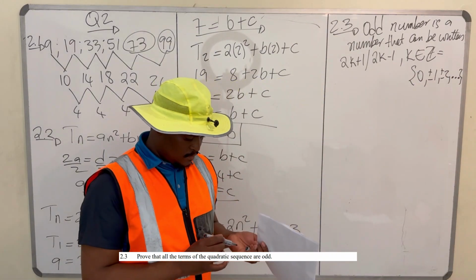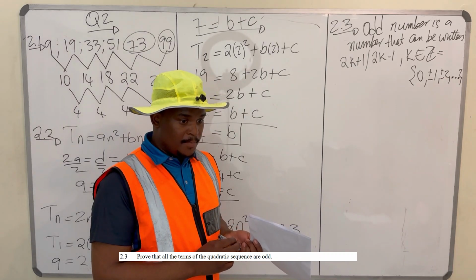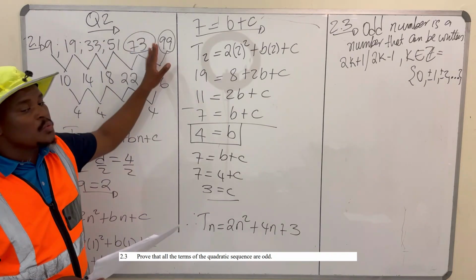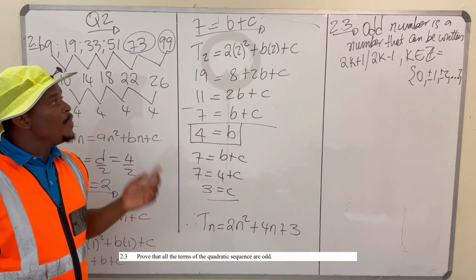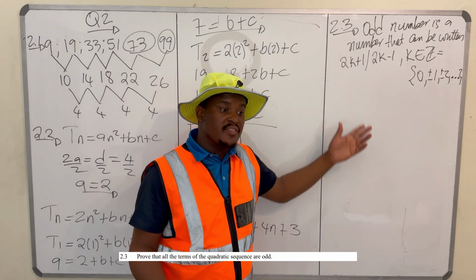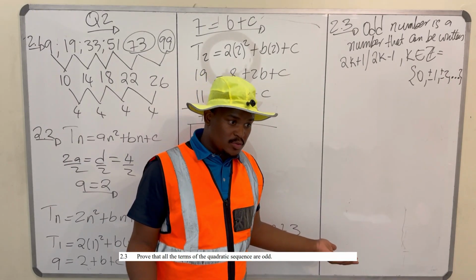Those are your integers. Are we clear? So now, if they are saying the terms of the sequence are odd, we must show that they can be written in that form, in this form or this form, whichever form works. Are you guys with me?